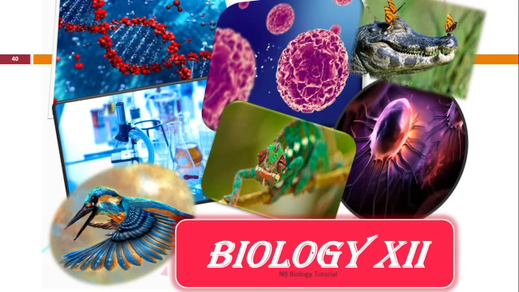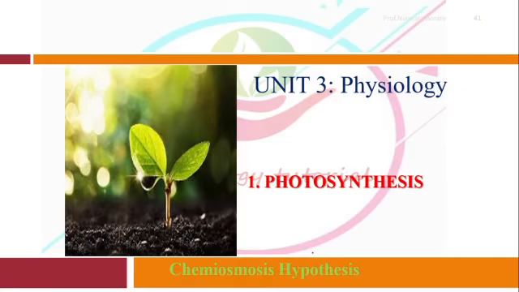Hello friends, we see the next phenomenon in this topic, that's the chemiosmosis hypothesis. As in the last video we completed photophosphorylation, which is of two types. First one is cyclic photophosphorylation, and the second one is non-cyclic photophosphorylation.